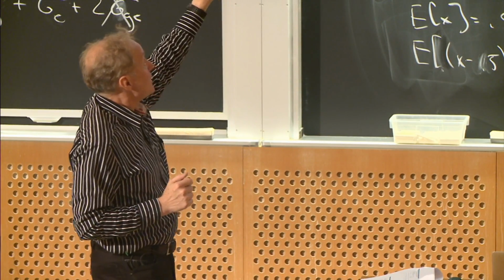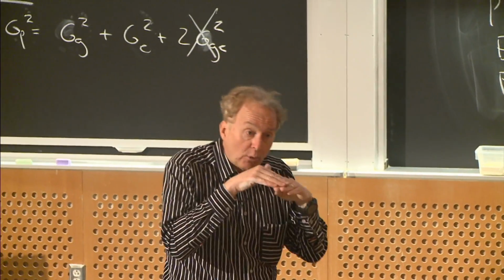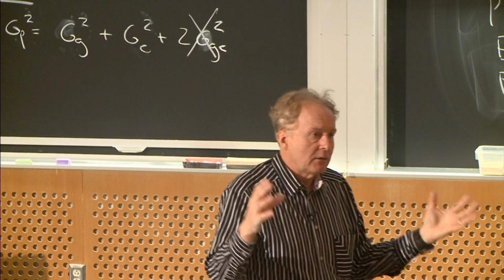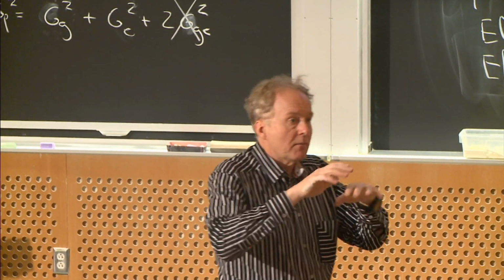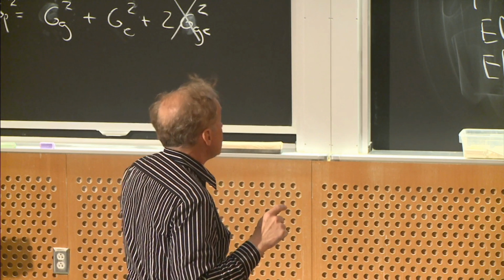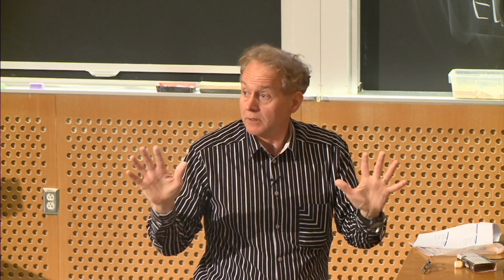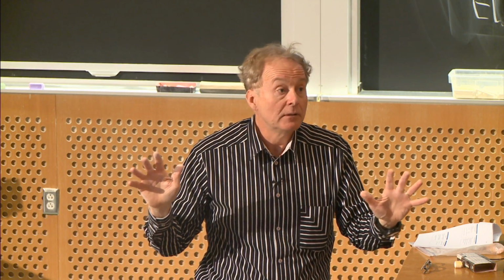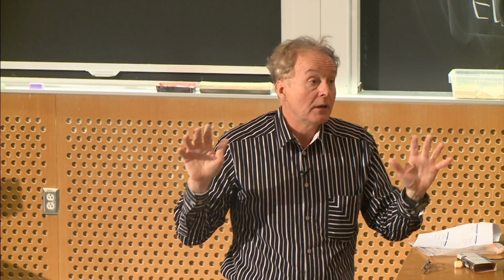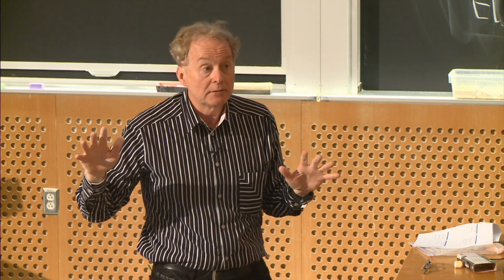And big H squared, broad sense, is always capital H squared, and narrow sense is always little h squared. Big H squared, which is broad sense heritability, is very simple then. It's the phenotypic variance minus the environmental variance, over the phenotypic variance. So it's the fraction of phenotypic variance that can be explained from genetic causes. Is that clear to everybody? Any questions at all about this?